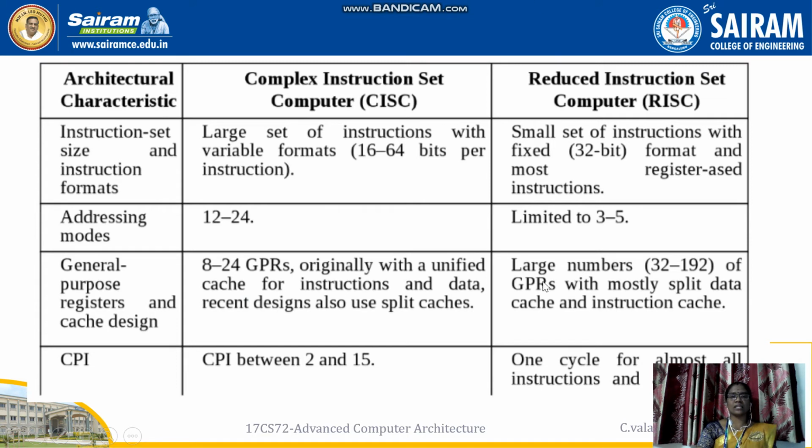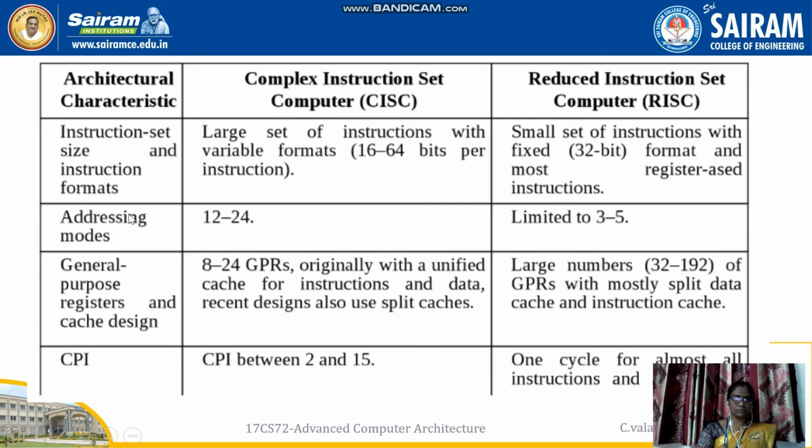This is another comparison of CISC architecture and RISC architecture with architectural characteristics. Four architectural characteristics are depicted here. The first one is instruction set size and instruction format. In CISC architecture, we use a large number of instructions with variable addressing modes. In RISC architecture, a small set of instructions with fixed format is used, and mostly register-based instructions are followed.